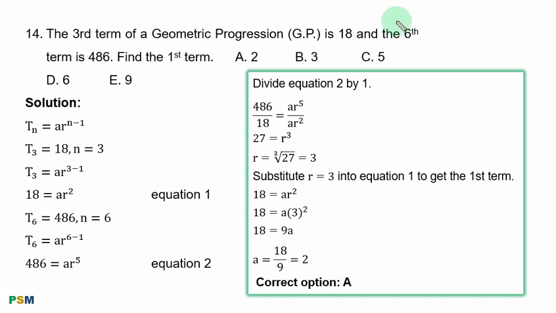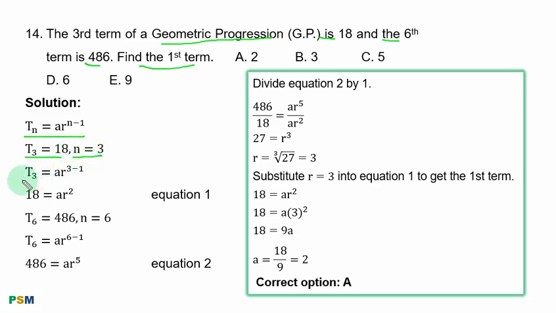Question 14. The third term of a geometric progression GP is 18 and the sixth term is 486. Find the first term. Anytime you have problems like this, it always leads to a system of non-linear equations. We go by the nth term formula of a GP. The third term is 18. At that point, n is equal to 3.